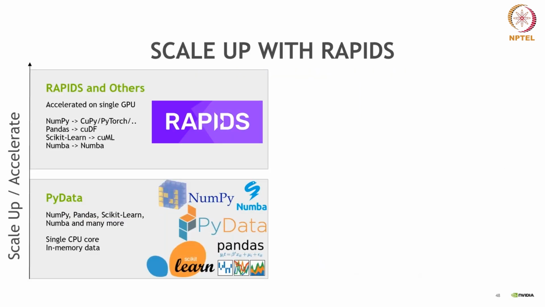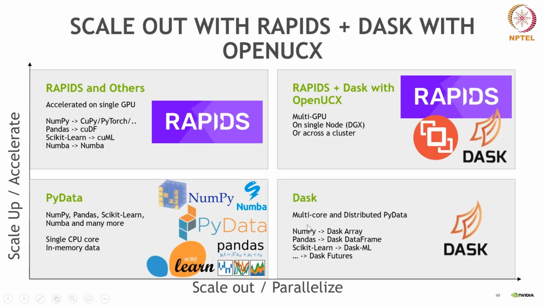With respect to scaling, the traditional PyData environment, which is NumPy, Pandas, scikit-learn and all, you can scale up or accelerate by using the RAPIDS framework like CuPy, cuDF and all. But you can scale out across different nodes with the help of Dask as well. So you can scale by using traditional Dask, or you can scale using RAPIDS plus Dask, which supports a multi-GPU, multi-node kind of environment as well.